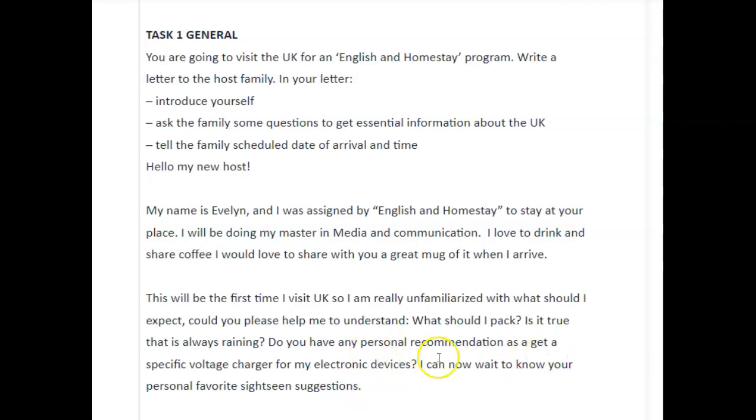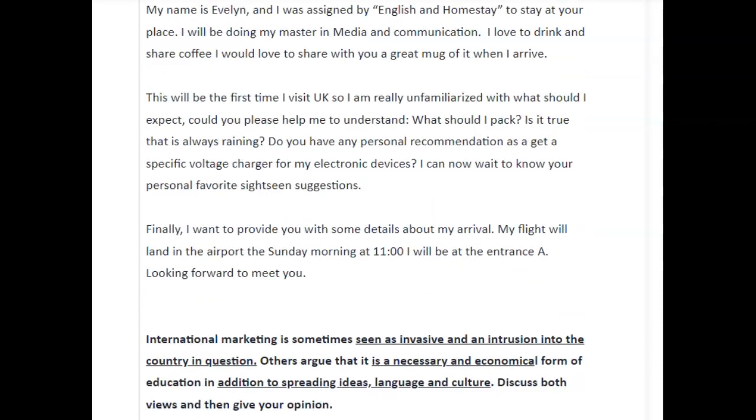Now, since you're kind of changing subject, if you really wanted to keep this sentence, you would have to show that you understand I'm changing subjects here. Okay? So you could say, as for living in the UK, I would love to know what your personal favorite sightseeing suggestions are. Okay? So that's how I would do that.